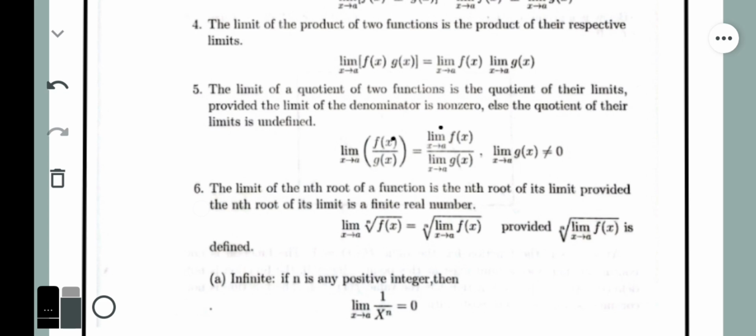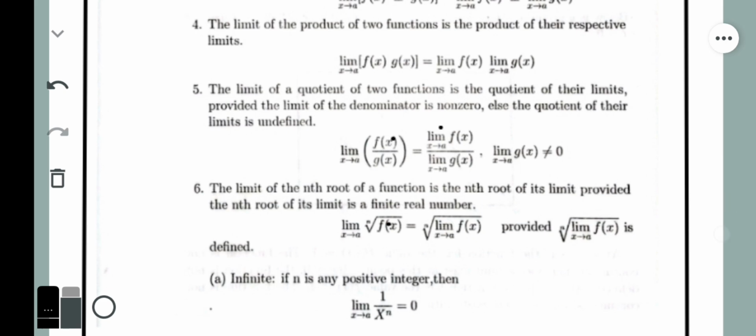Number 6 says that the limit of the nth root of a function is the nth root of its limit, provided that the nth root of its limit is a finite real number. That is, when you have the limit of the nth root of a function, you can bring the limit inside the nth root, and that will give you the nth root of the limit of that function. And that is another theorem that limits are applicable to.